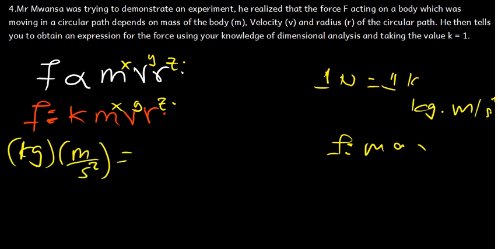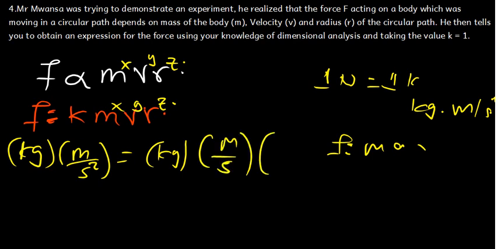Okay, then this is going to be equal to the mass, which is kg, and then the v is meters per second, and then we have the r. The r is the radius, which is meters. Now from here what we have to understand is that the kg, when it comes to dimension analysis, is going to be the mass. Then the length is L.